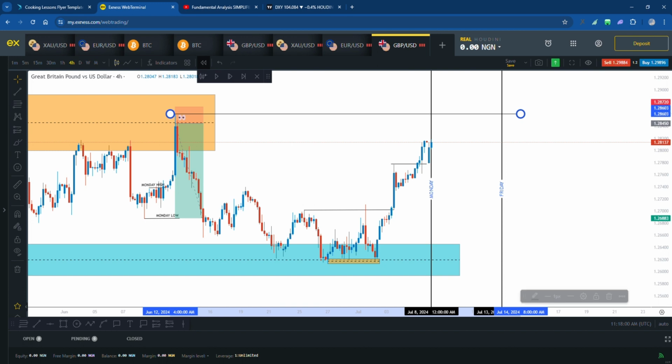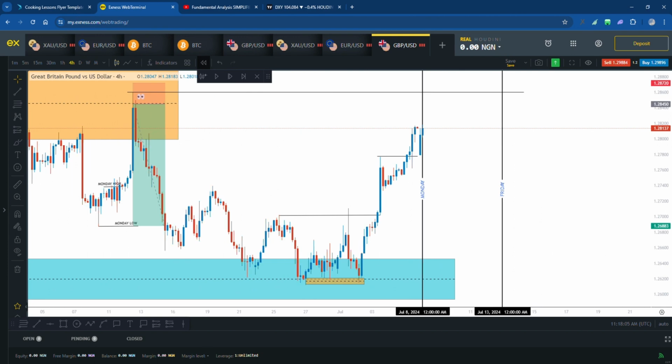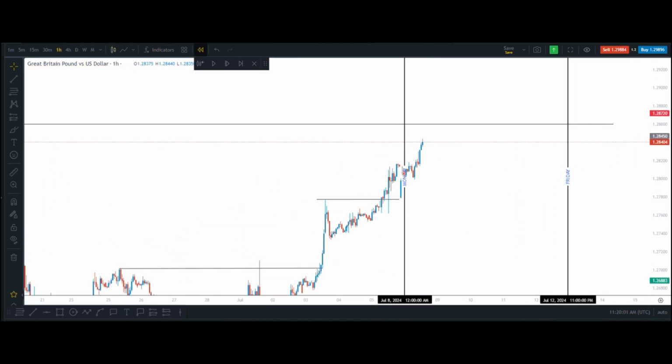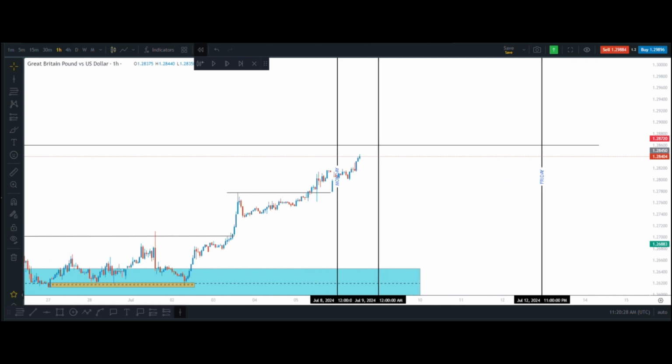How do you know if price is going to retest that high? We see what Monday will do. So we draw down to the 1 hour time frame. This is the 1 hour time frame. We want to see what price is going to do here. So this is Monday. I need to separate Monday. This is Monday close, 12 a.m. That's where Monday closes.